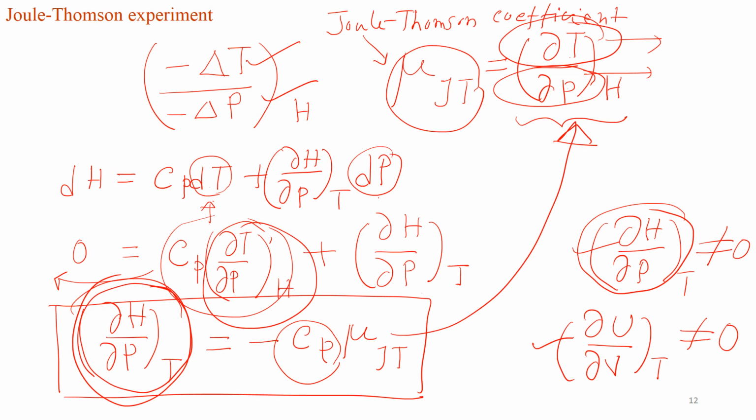Similarly, one could also measure del U del V at constant T using Joule's experiment, although Joule did not find any noticeable change in temperature, but later on people found by refined experiments that del U del V at constant T is also non-zero for real gases.